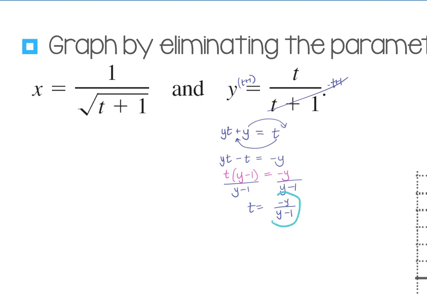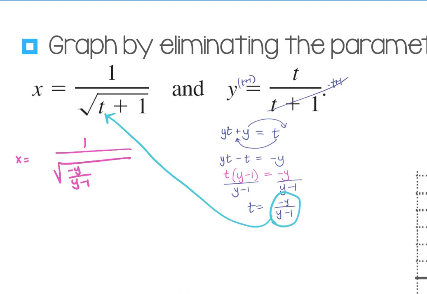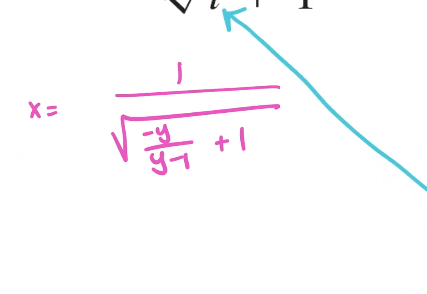Now that whole thing has to get plugged in to t. So it's x equals 1 over the square root of negative y over y minus 1, plus 1. What can I do here? I can multiply by the denominator or square both sides and then get rid of the root. The order you do that doesn't really matter.